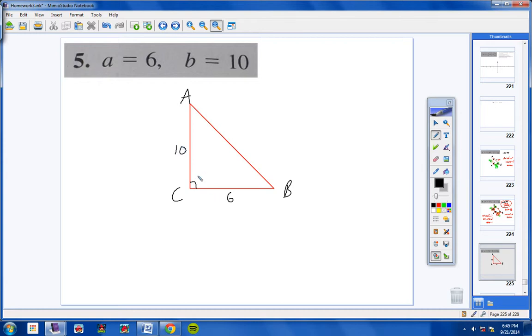And now, whenever you know this is 90 degrees, whenever you know two sides of a right triangle, very quickly, you can use Pythagorean's theorem to find that third side. So we're going to have 10 squared plus 6 squared equals c squared. That's going to be 136 equals c squared. And the square root of 136 would be 11.6619. So we're going to round to 2 decimal places. 11.66 equals c.